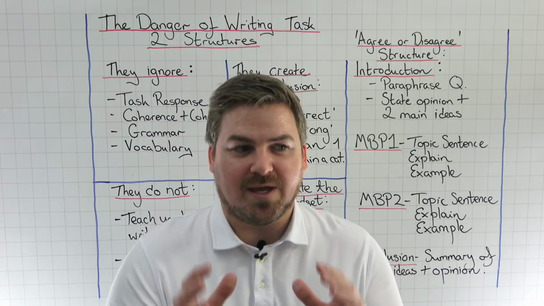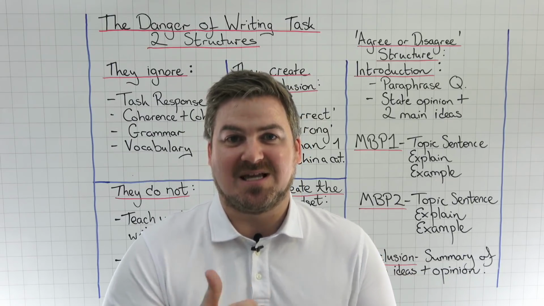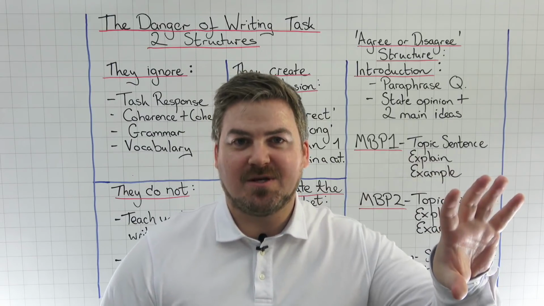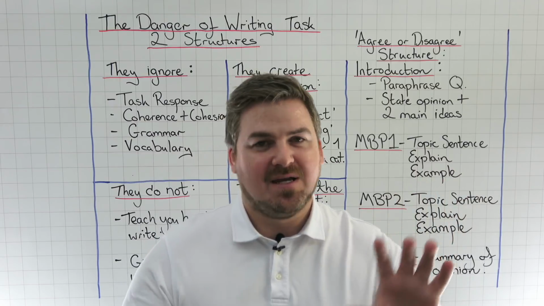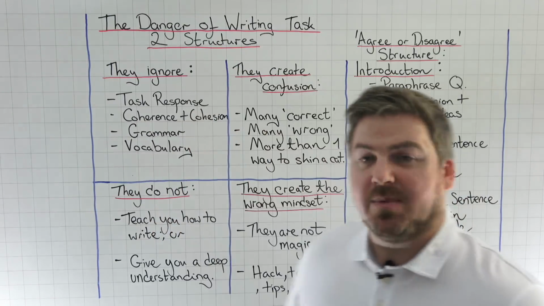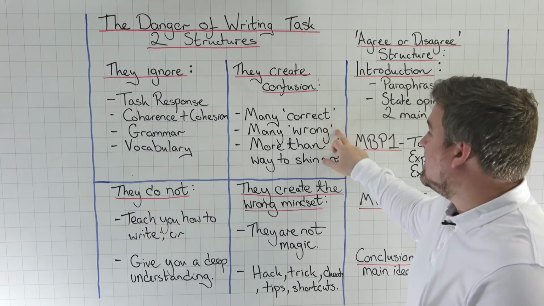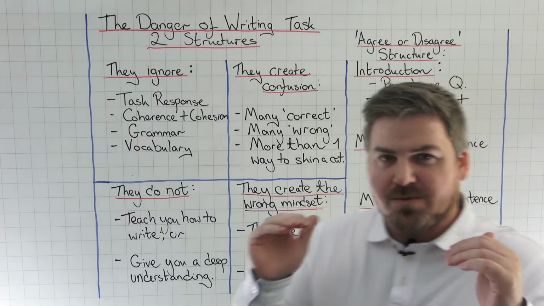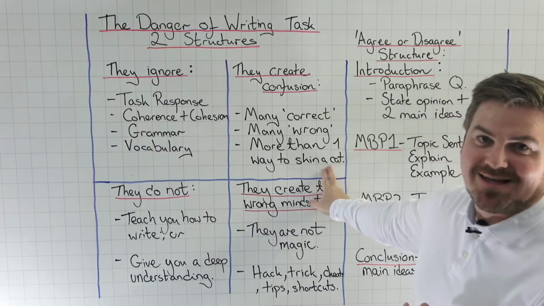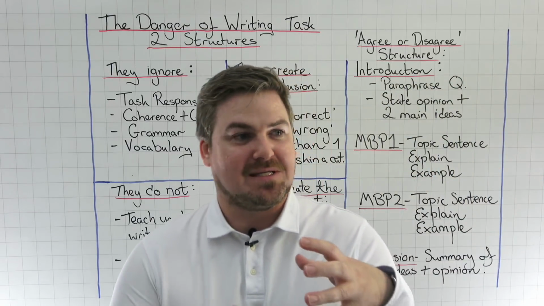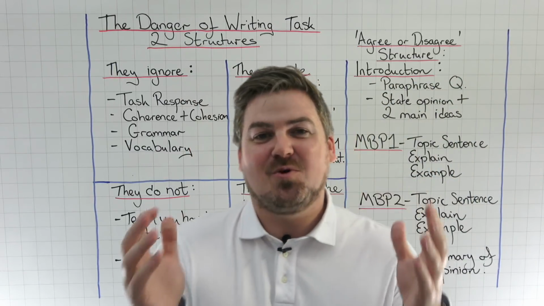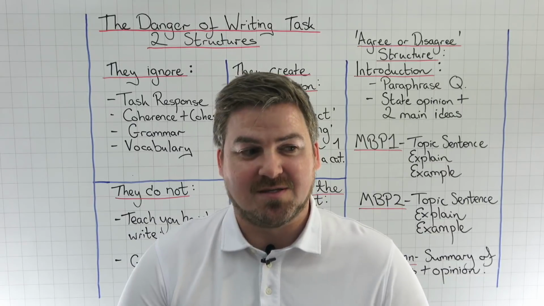Exactly the same as the way most students think about structures. One has to be correct and everything else is bad. That's the wrong way to think about it. A better way to think about it is many of them are correct and many of them are wrong. So there's more than one way to skin a cat. More than one way to skin a cat means that there's more than one way of doing things.